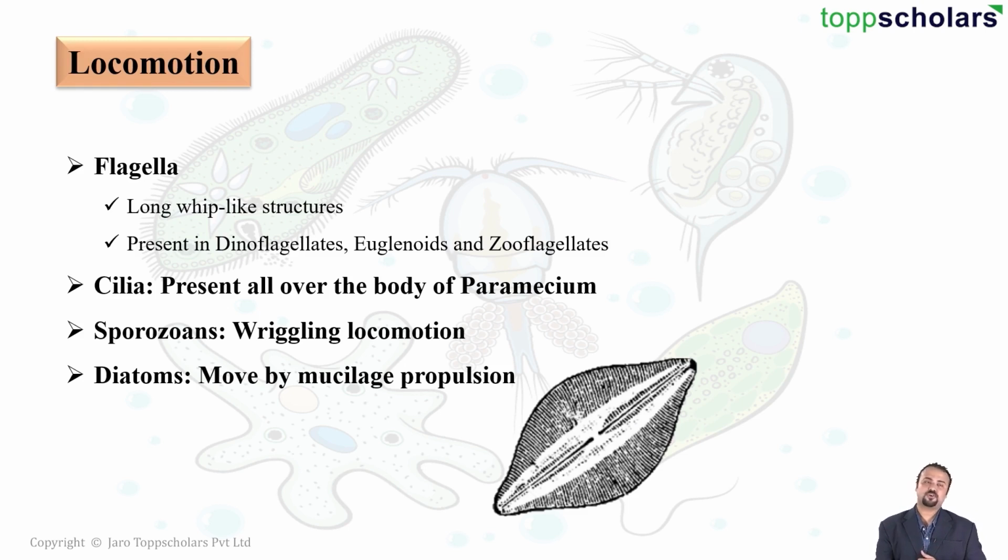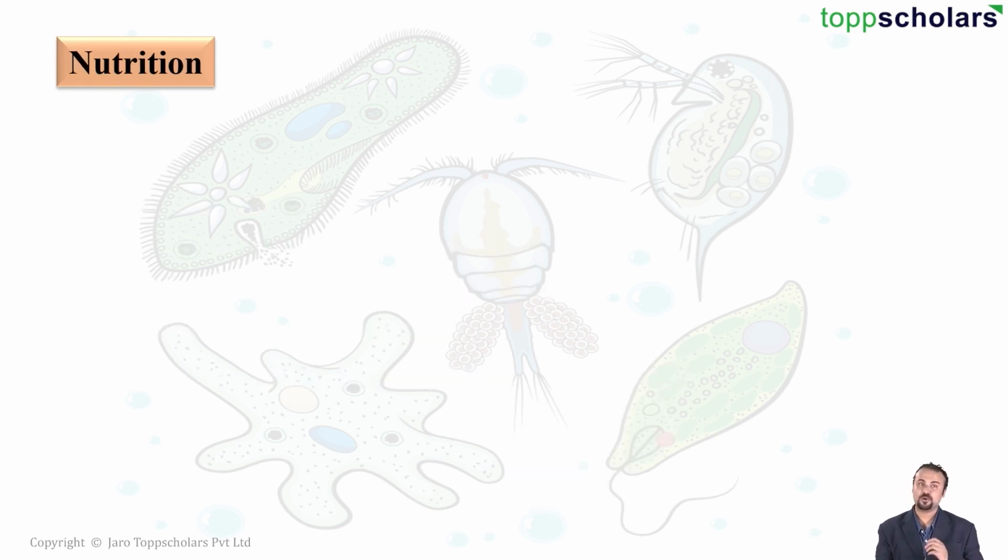After locomotion, students, now let us study about nutrition. That is, what is the mode of nutrition in different protists. The very first mode is holophytic, meaning these are protists which can make and produce their own food. Second is saprotrophy, or the organisms are called saprotrophic because they mainly depend upon dead and decaying organic matter.